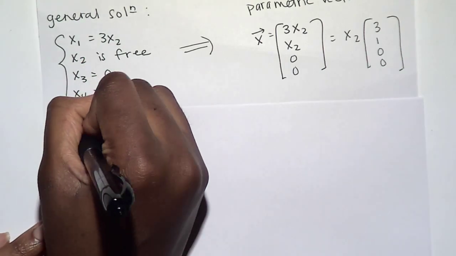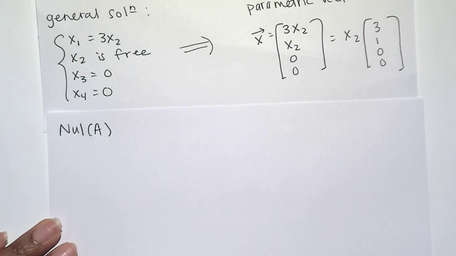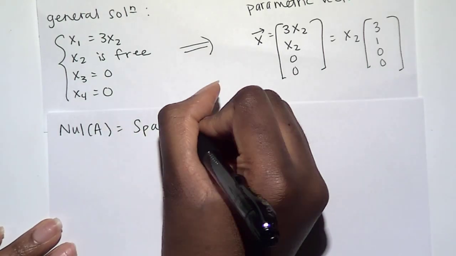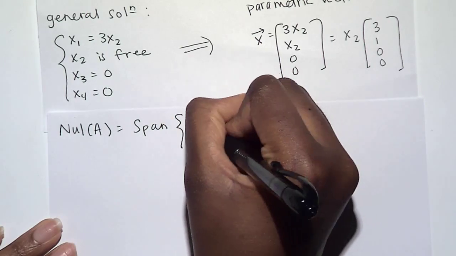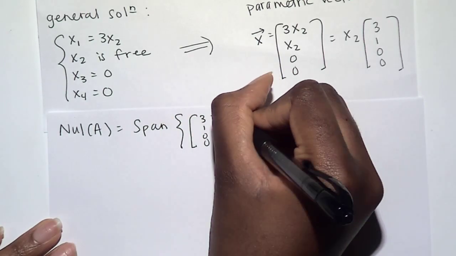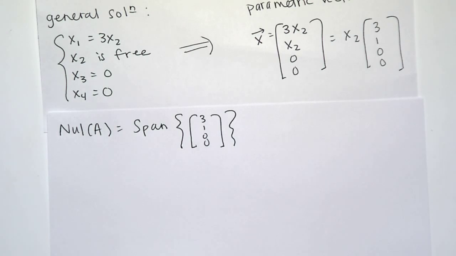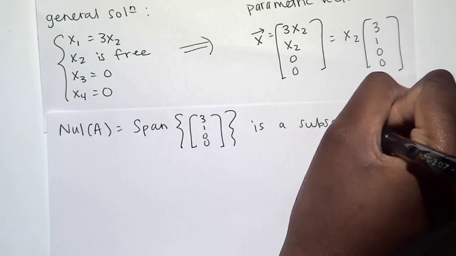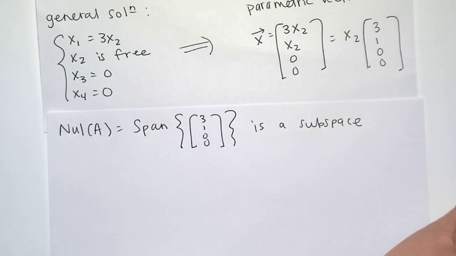So the null space of our matrix A is going to be the span of 3, 1, 0, 0. Those are all of the solutions for our homogeneous system. All right, so this is a subspace. And this is a subspace of R4, right? Because these vectors are in R4.